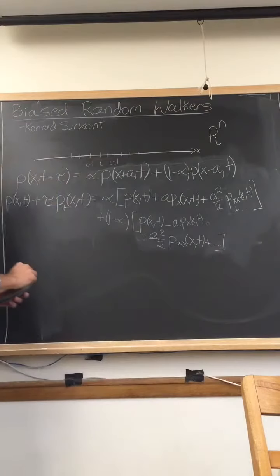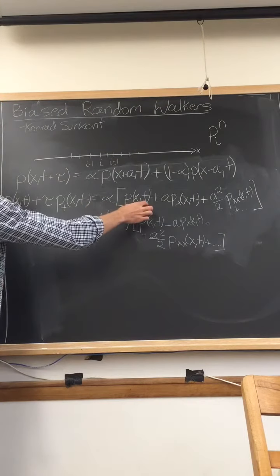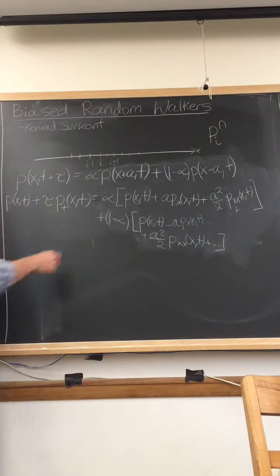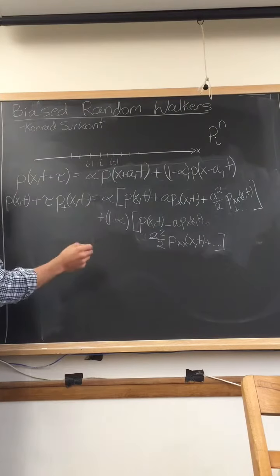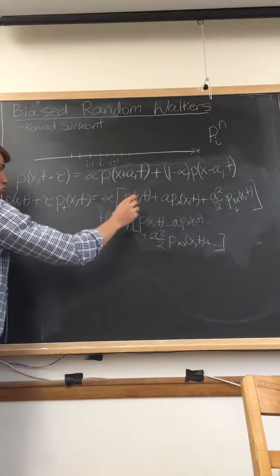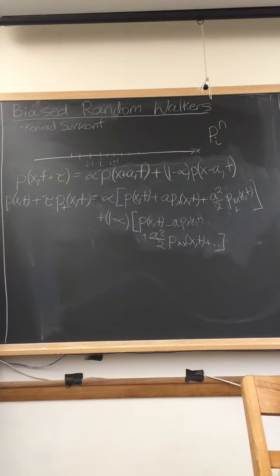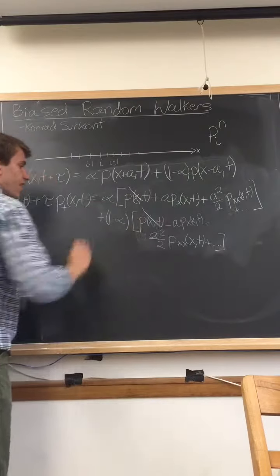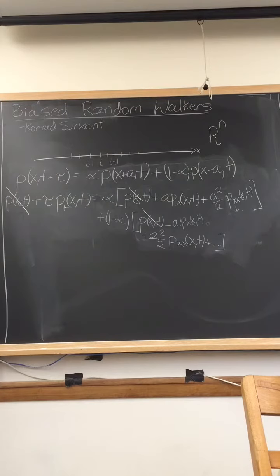The first thing we should be able to see is that the p of x and t on each side cancels out. Here we've just got a p of x and t, here an alpha times p of x and t, and here a 1 minus alpha times p of x and t. As we previously noted, alpha plus 1 minus alpha is just equal to 1. So it's as if we have one p of x and t on each side, and we can cross these terms out as canceling.